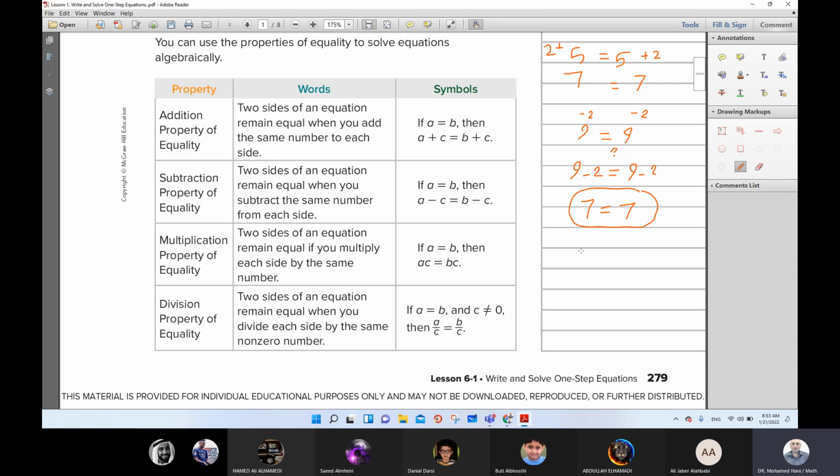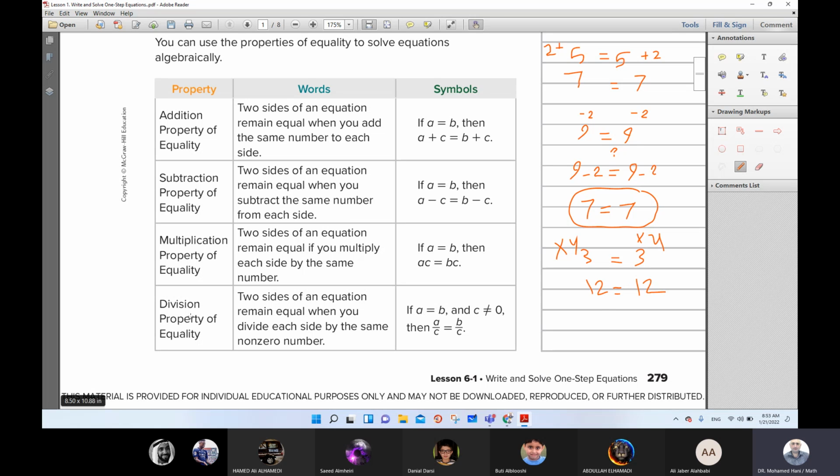For example, if you have 3 equals 3, if you multiply here by 4, and if you multiply here by 4, the same number, 3 times 4 equals 12, and 3 times 4 equals 12. So as you see, we have a true equation, no change in the equal.